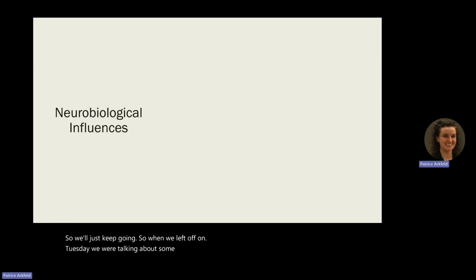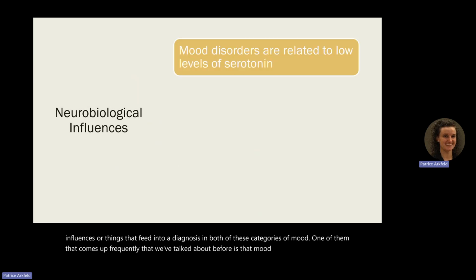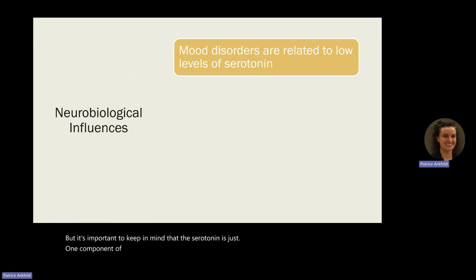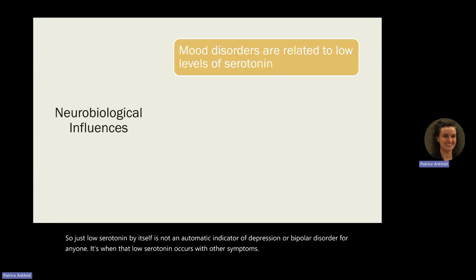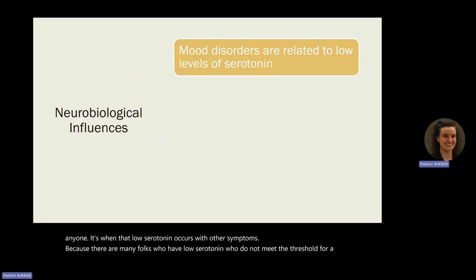Tuesday, we were talking about some of the causes of both depressive disorders and bipolar related disorders. And there are multiple different influences or things that feed into a diagnosis in both of these categories of mood. One of them that comes up frequently that we've talked about before is that mood disorders, both depression and bipolar related disorders, tend to be related to low serotonin levels. But it's important to keep in mind that serotonin is just one component of this influence. So low serotonin by itself is not an automatic indicator of depression or bipolar disorder for anyone. It's when that low serotonin occurs with other symptoms. Because there are many folks who have low serotonin who do not meet the threshold for a diagnosis in either of these categories.